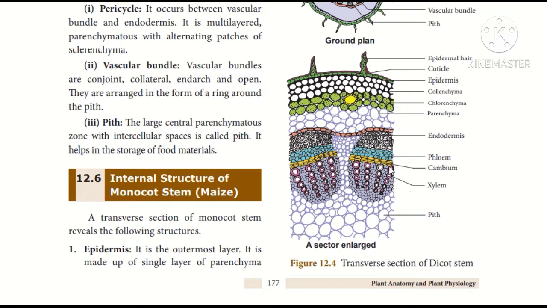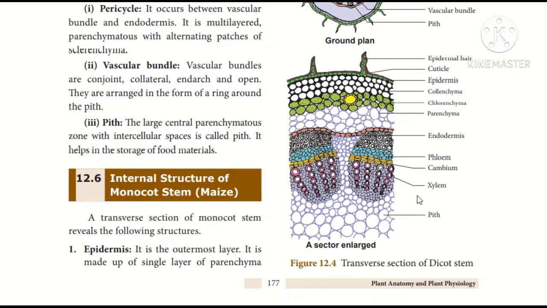And the vascular bundles include xylem and the phloem, and the vascular bundles are conjoined in nature, collateral in nature, endarch in nature, and open. And they are arranged in the form of a ring around the pith. This is actually the pith, the center region. Around the pith, you can see the vascular bundles are usually present in a ring.